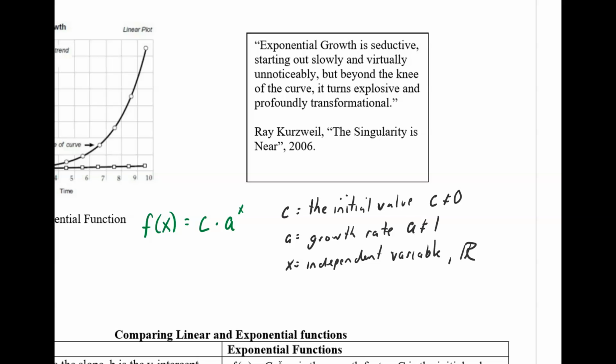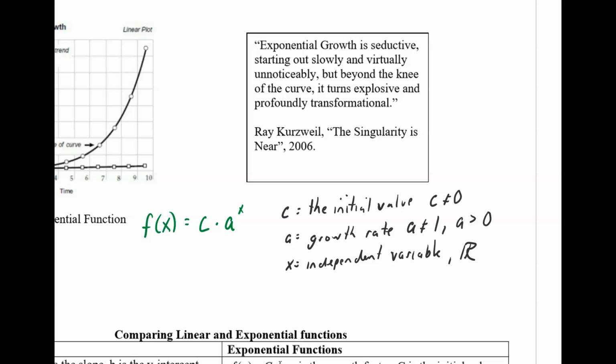And also we don't want a to be negative, because if the base is negative, it's going to mess things up when the variable goes from an even to an odd number. So if you have a negative base and you raise it to the second power, it's positive. You raise it to the third power, it's negative again. That's not what an exponential curve looks like at all, switching signs like that. It's a smooth curve. So we also want to say that a has to be greater than 0.